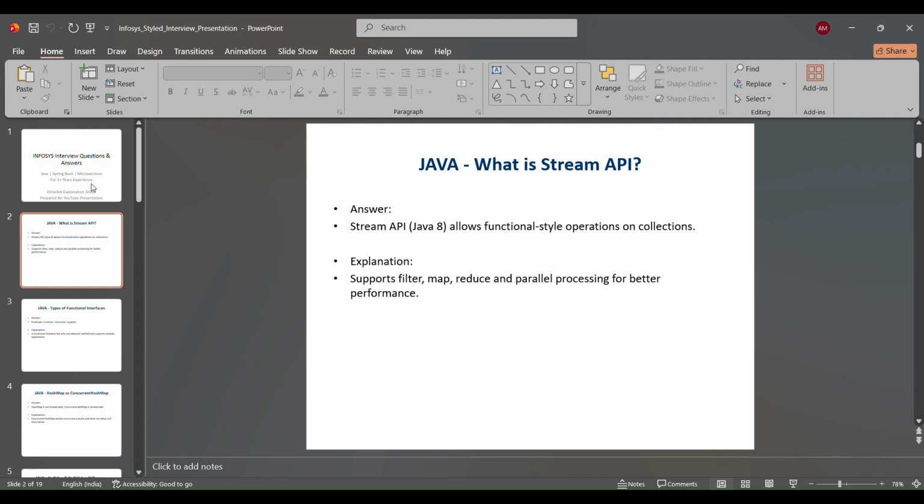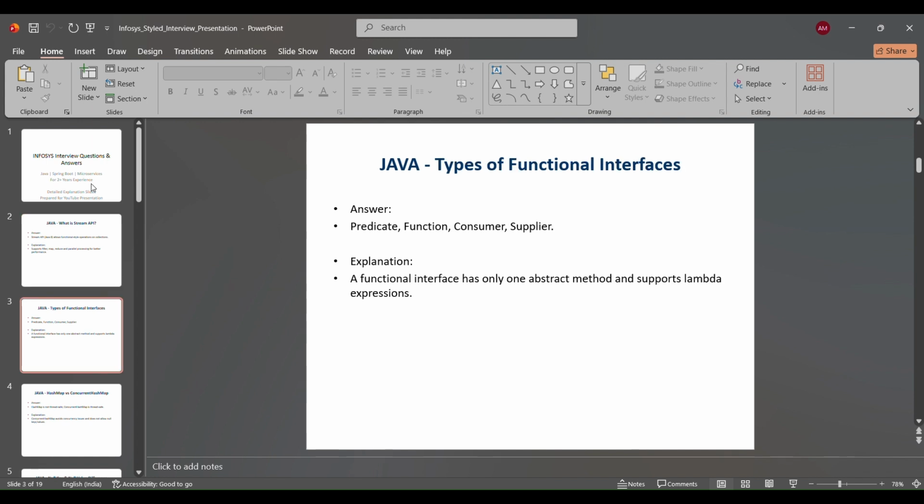Stream API allows functional style operations on collections, supports filter, map, reduce and parallel processing for better performance. The next question is types of functional interfaces: predicate, function, consumer and supplier. A functional interface has only one abstract method and supports lambda expressions.